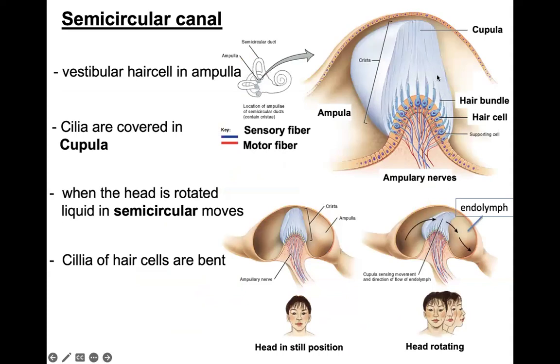Remember, you have the hair cells that are covered with the cupula, right? So anytime you turn, depending on what direction you're turning, the endolymph, or the liquid inside the semicircular canal, will move and then bend this cupula and cause the hair cells to move, right? So to bend the cilia. And when you bend cilia, what happens? Anyone can answer me? What happens when the cilia is bent? What's going on?